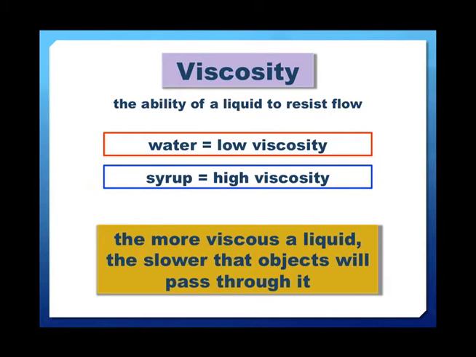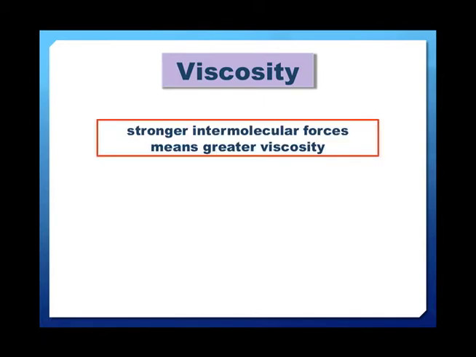There are a number of factors that dictate the viscosity of a liquid. First, the intermolecular forces, or IMFs, between the molecules. The more strongly the molecules attract one another, or stick together, the stickier and more viscous the liquid will be.